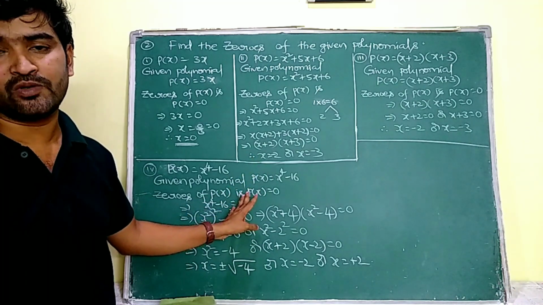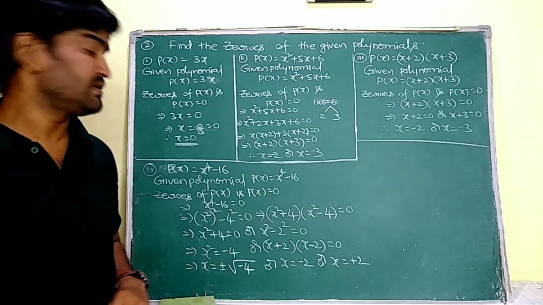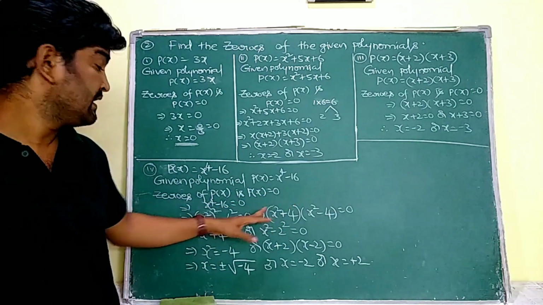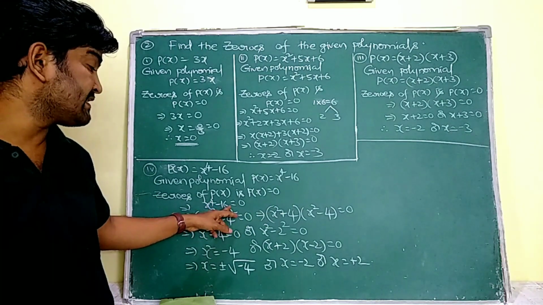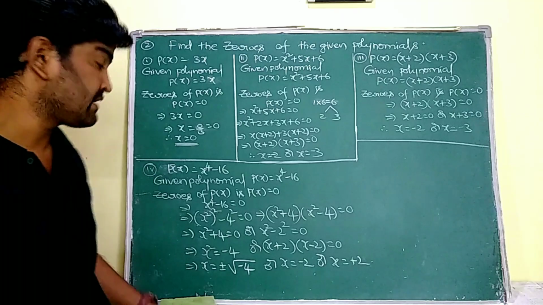It's a very important problem. So its degree is 4, so it must have 4 zeros. So see, zeros of p of x means p of x is equal to 0. So x power of 4 minus 16 equal to 0 we have to write. Why? Because p of x is x power of 4 minus 16.